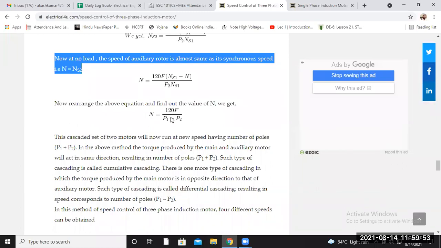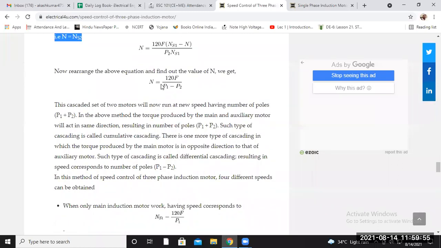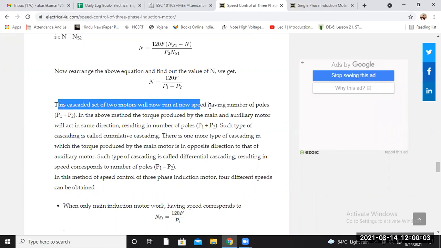So the cascading of the rotor speed is related with 120 f upon P1 minus P2. From there, it is written, this cascaded set of two motors will now run at new speed having number of poles P1 plus P2. Number of poles here will be P1 plus P2, not P1 minus P2.